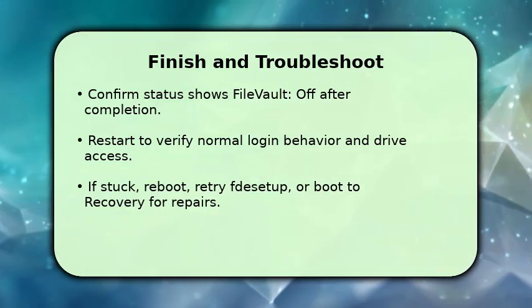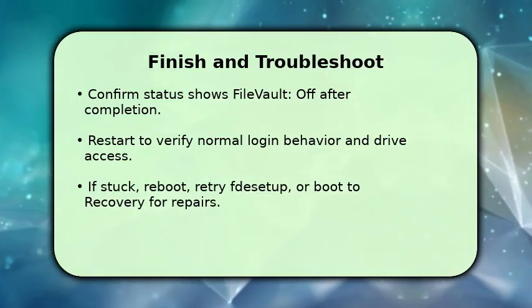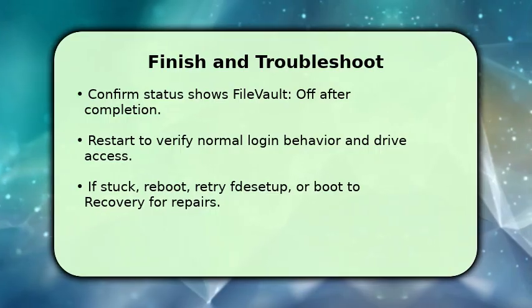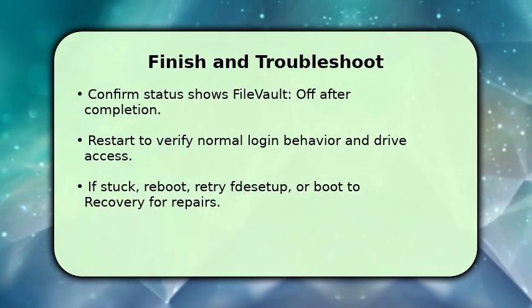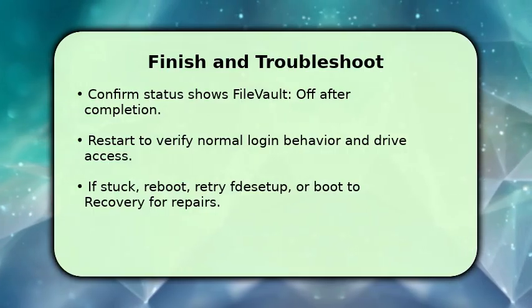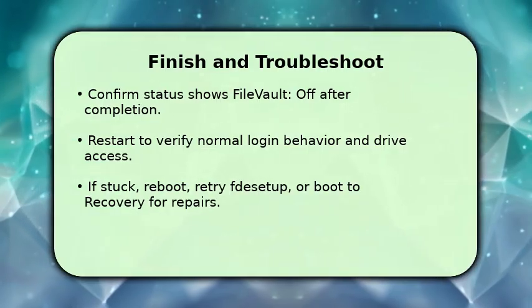If the process stalls, first reboot and check fdesetup status again. Sometimes a restart clears the hold. If it's still stuck, boot to recovery, run Disk Utility First Aid, and then retry turning off FileVault. That repair step fixes permissions or disk issues that block decryption.